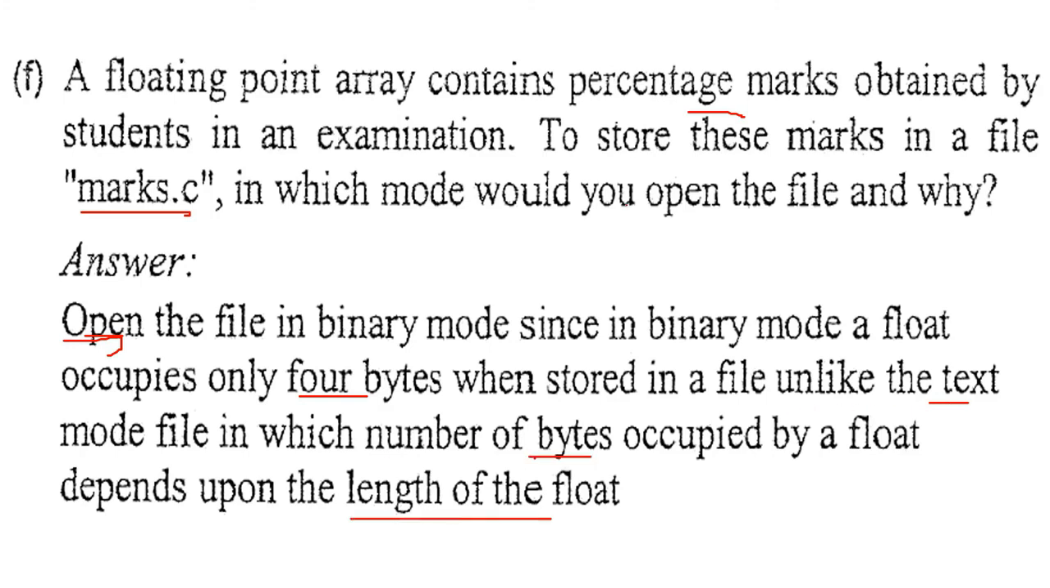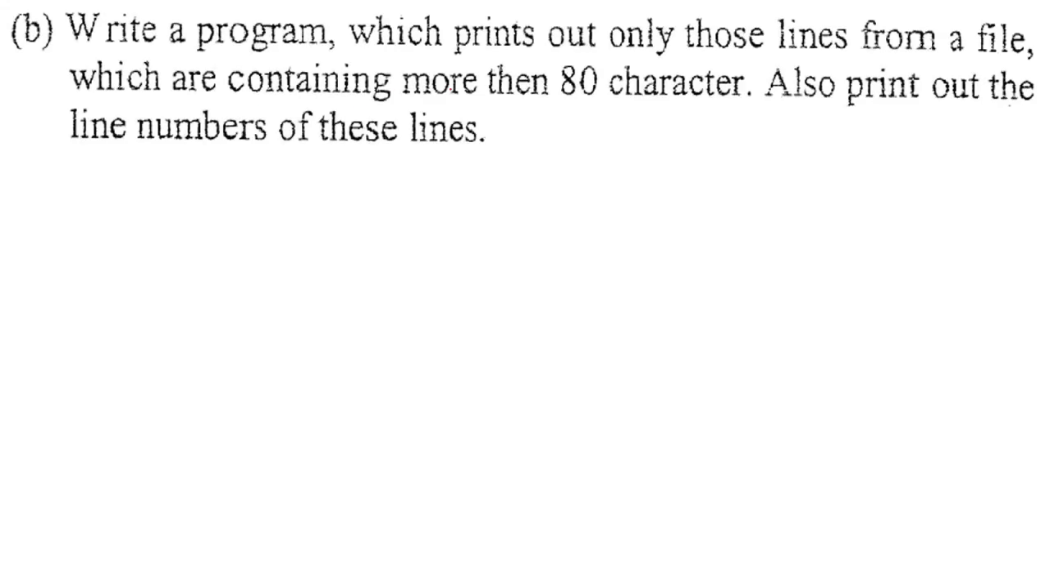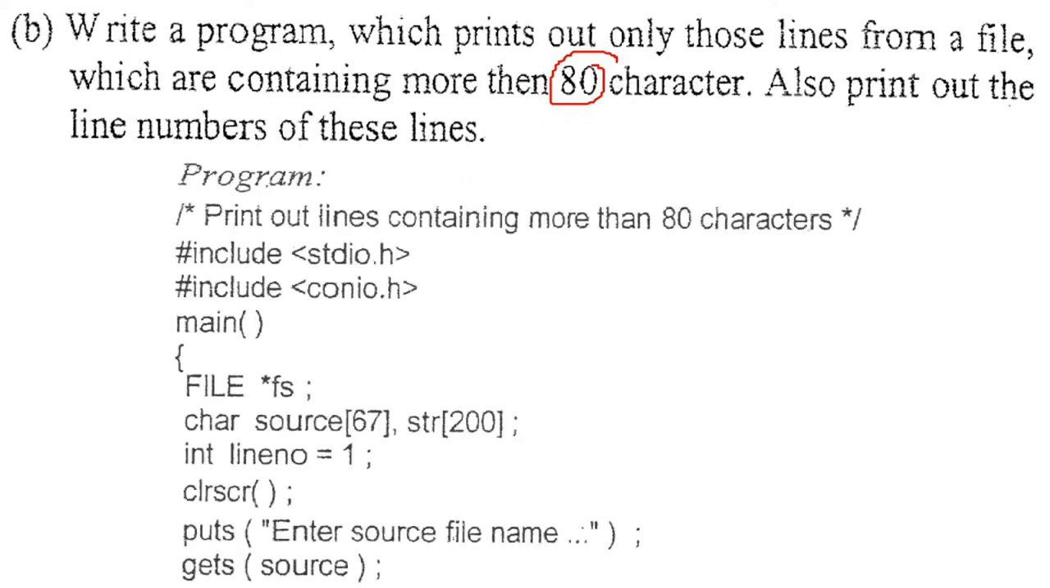Write a program which prints out only those lines from a file which contain more than 80 characters. So we'll check for the length, or the number of characters, which is greater than 80. Also print out the line numbers of these lines. So print out lines containing more than 80 characters. We added stdio and conio. We have a source file pointer fs, and we have a string or a character buffer. We start with line number equal to 1. We can start with 0 also because we are going to increment it anyway.